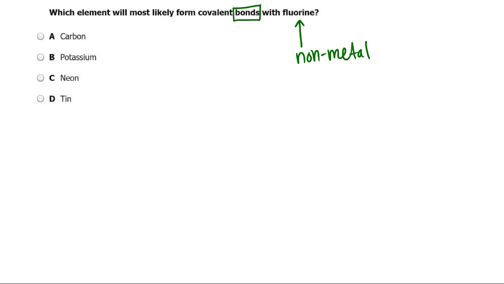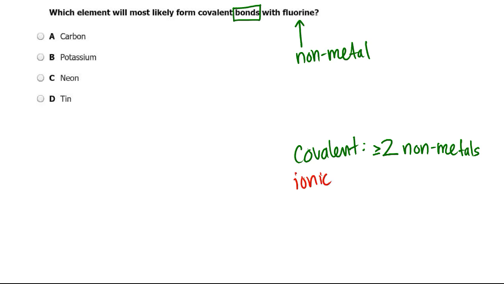Remember that covalent bonds are going to be two or more nonmetals. And then ionic bonds are going to be a metal oftentimes and a nonmetal. Remember that for ionic bonds we have that one exception, which is ammonium. That's why the better word to use instead of metal would be cation. But anyway, back to the problem.